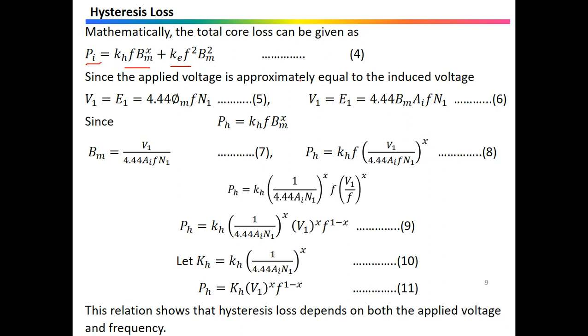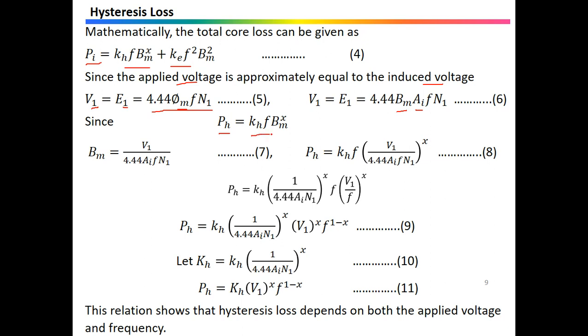Now, as we know from the EMF equation of the transformer, the applied voltage and the voltage induced in the primary side will be the same. So V1 will be equal to E1, and the magnitude of this will be 4.44 phi m F N1. Here phi is the flux, F is the frequency, N1 is the number of turns in the primary. Similarly, phi is considered to be the multiplication of Bm, the maximum flux density, and AI, the area of the iron core, and we get equation number 6, which is nothing but the EMF equation.